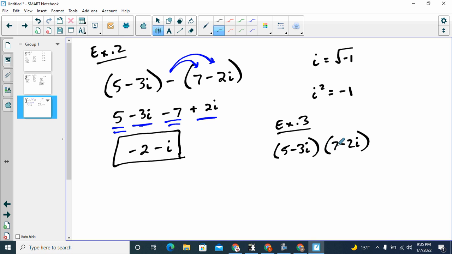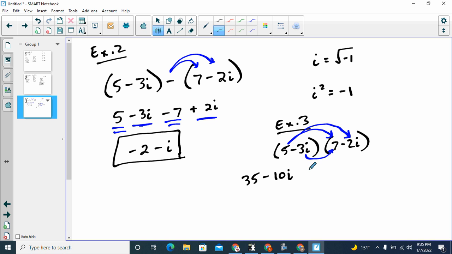Well, if I'm multiplying two quantities, that is when I do my FOIL. I do 5 times 7. 5 times 7 is 35. And then I do 5 times negative 2i. That's minus 10i. I did the first one times each of those. Now I do the second one times each of these.